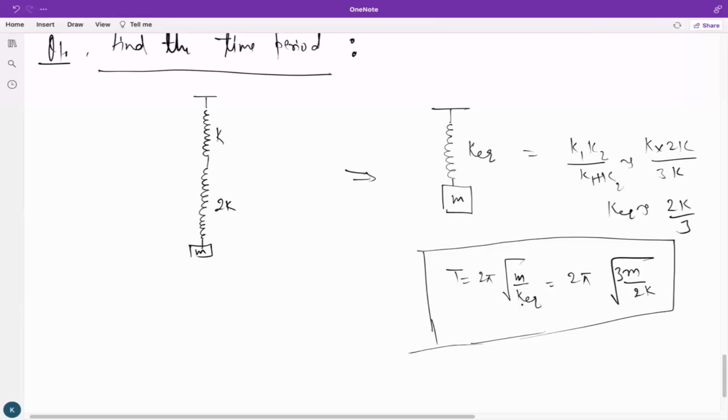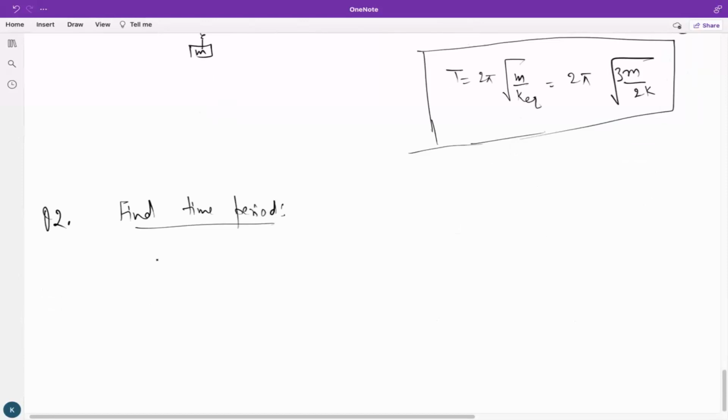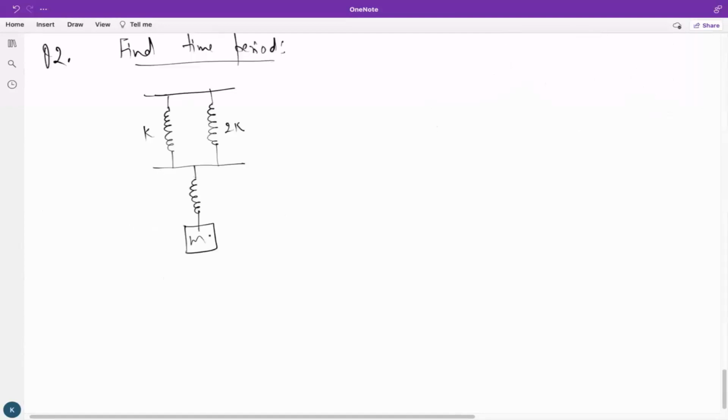Okay, so now let's move on to the second problem. Find the time period. So this is k, this is 2k, and there is a plate here, and then there is a spring that has stiffness constant 6k. So you have to find the time period.